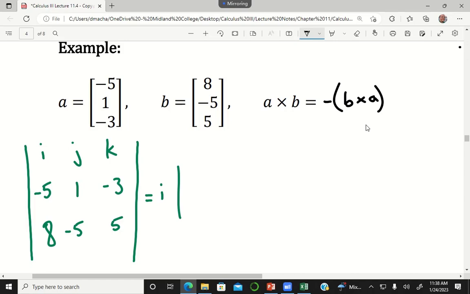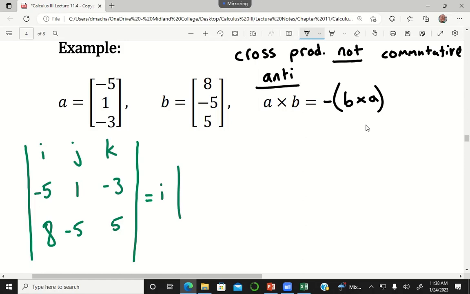This means that the cross product is not commutative. It's almost commutative, because if you commute them, it just gives you the negative. We call this property anti-commutative. So we would say the cross product is anti-commutative, because if you commute the factors in the cross product, then you get the negative. So this would be anti-commutative. Okay.